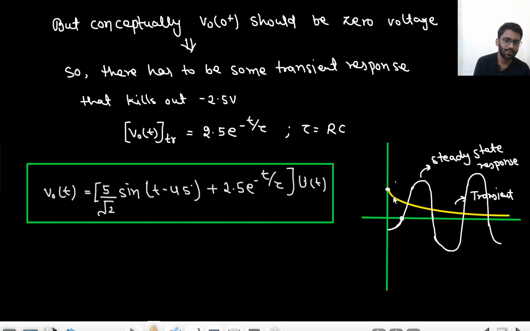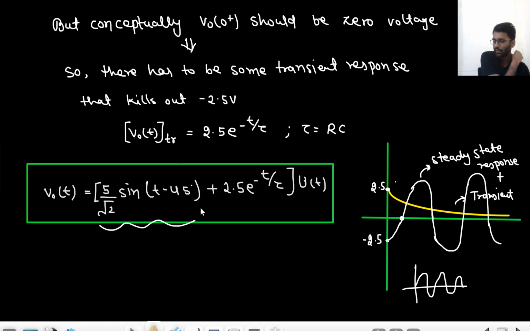So basically, if you add these two, at t equals 0 you are getting minus 2.5. So it should look like something like this. If you add these two, you will get a new waveform. So steady state response and transient response. This transient is 2.5 e to the power minus t upon tau, and this is the steady state. If you add these two, this is plus 2.5, this is minus 2.5. There will be some waveform that starts from 0, some sinusoid, and after some time at steady state, it will be following this waveform only.